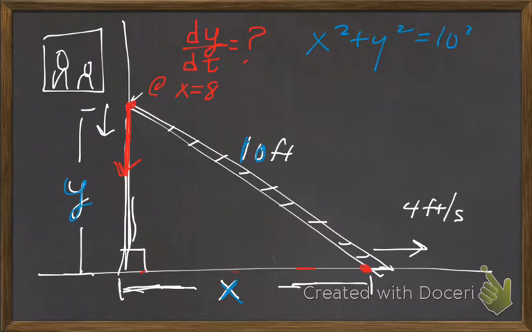Alright, well that's a start. x squared plus y squared equals 10 squared, or of course x squared plus y squared equals 100, to make it easier on ourselves. Well, what do we want? We want dy/dt. And an equation like this should look a little familiar by now, right? It's an equation that is implicitly defined.